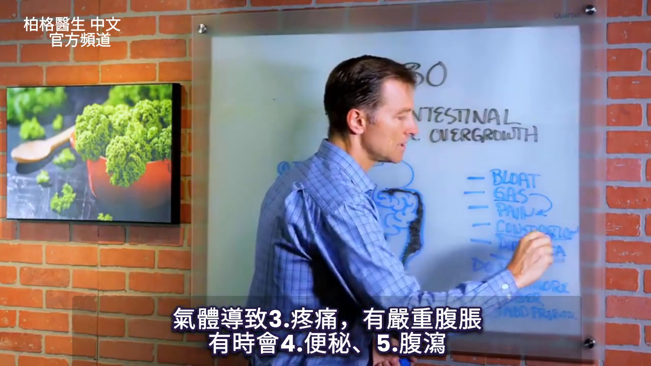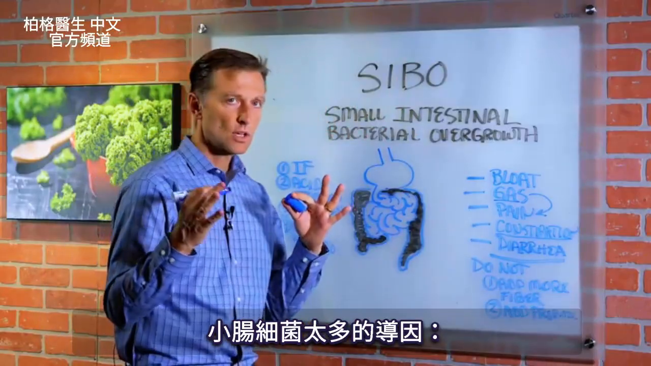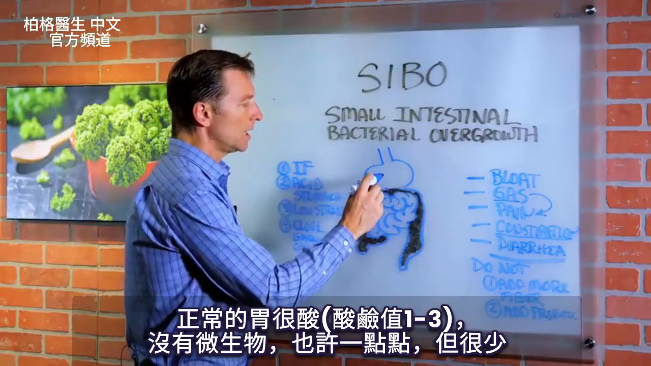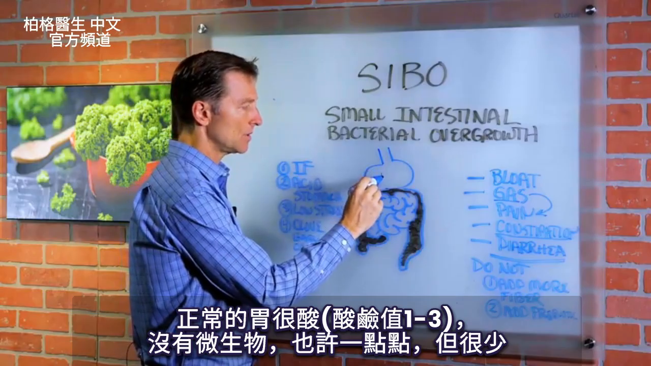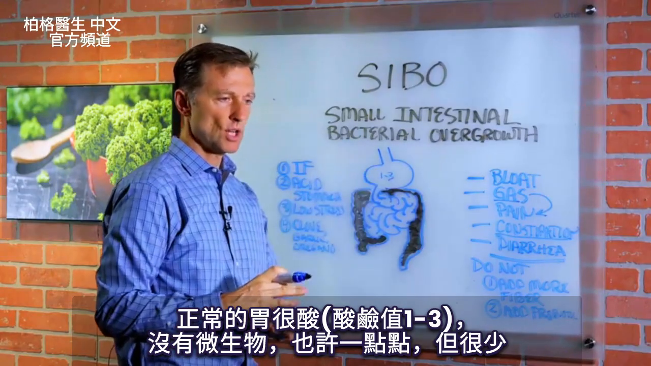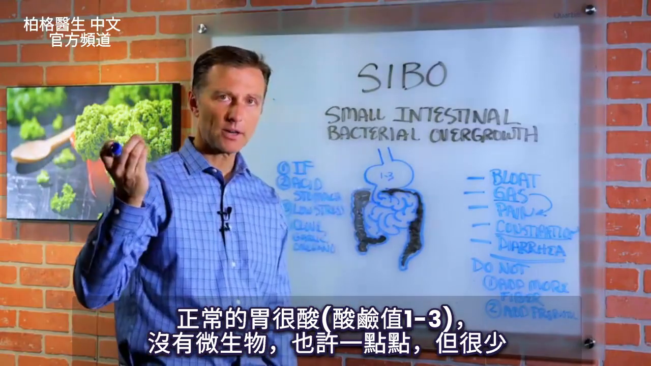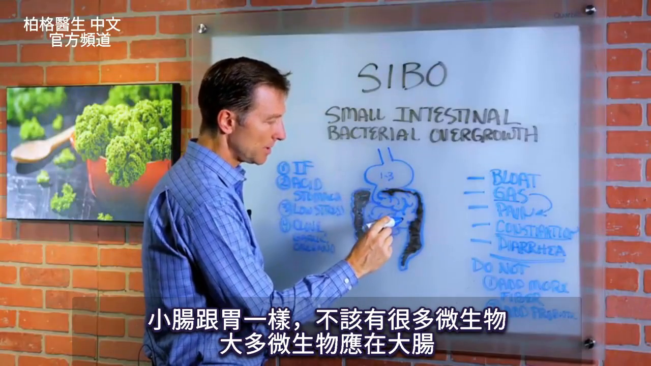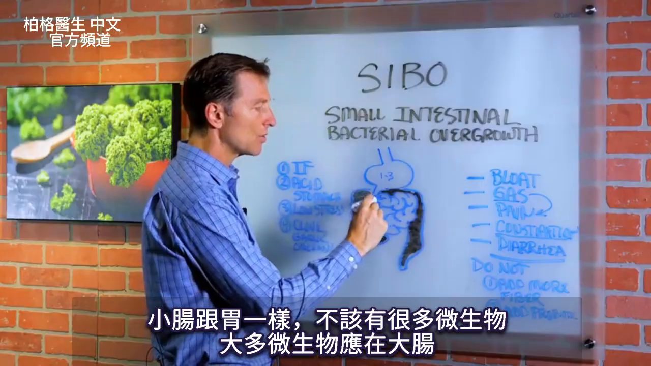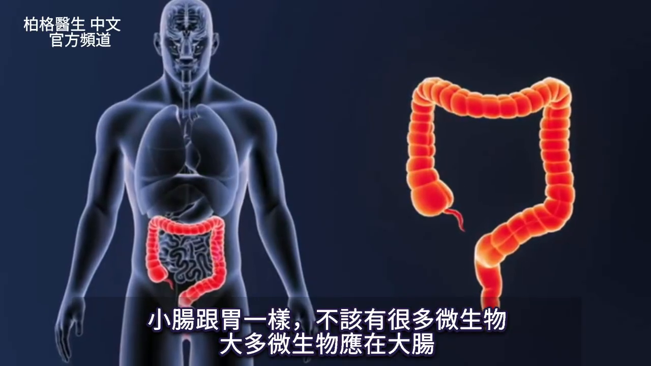Constipation sometimes, diarrhea sometimes. Now, here's what's causing this problem. Normally, the stomach is supposed to be very acid, between 1 and 3, and there should be no microbes growing there. Hardly, there might be a couple microbes, but it's not going to be that many. Same thing with the small intestine. This is not a place where you're supposed to have a lot of microbial growth going on. Most of the microbial growth should be in the large intestine.